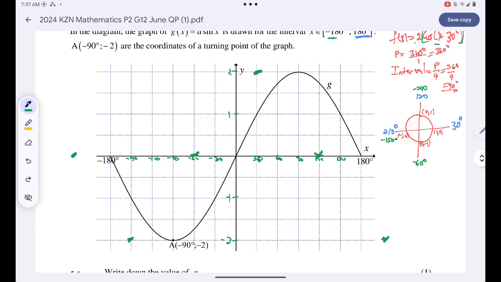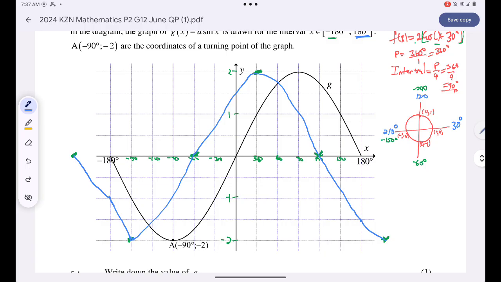Yeah? Okay, so how am I going to draw this graph of mine? This graph of mine was going to be like this. It was going to be like this. Go to the turning point. It was going to be like this, right?